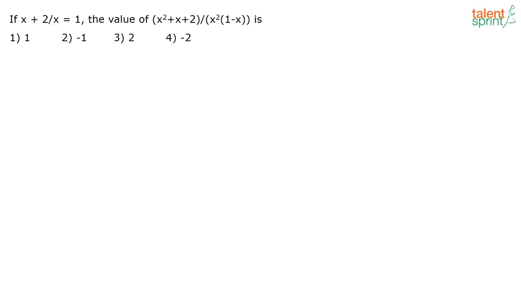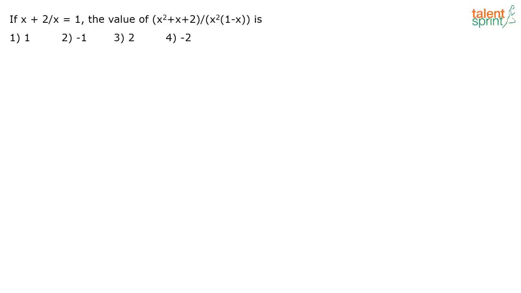So the first question for today's session from last week's paper is there on your screen. If x plus 2 by x is equal to 1, the value of x squared plus x plus 2 divided by x squared into 1 minus x is dash. Anyone tried this in the examination and got it correct?